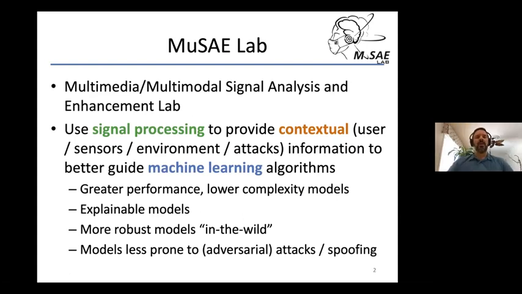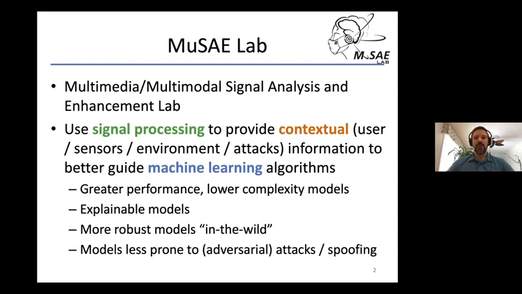And our goal is to use signal processing so that we can provide and generate contextual information so that we can provide this information to machine learning algorithms to better guide them. And when I say contextual information, I'm talking about information from the user, from the sensors, from the environment, as well as information on if the system is trying to be attacked or not. So this is something that's more recent.